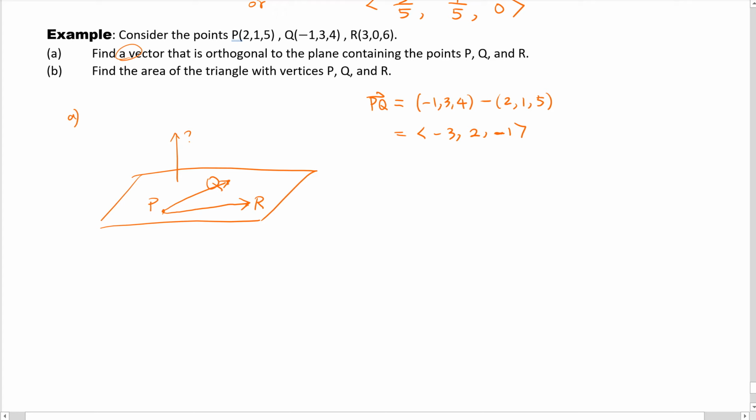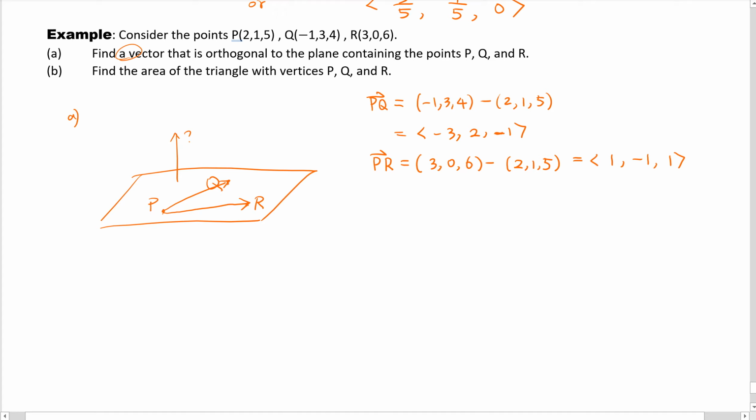Okay, I hope you're fine with that. And what is PR? We use the point R (3, 0, 6) minus P (2, 1, 5), and then look at each component. 3 minus 2 is 1. 0 minus 1 is minus 1. 6 minus 5 is 1. Right? So far, so good, everybody?